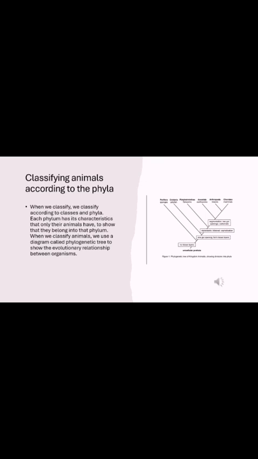When we classify animals, we use a diagram called a phylogenetic tree to show the evolutionary relationship between organisms. As you can see in the picture shown on the screen, which is the diagram of a phylogenetic tree of kingdom Animalia, showing divisions into phyla. We have Porifera, Cnidaria, Platyhelminthes, Annelida, Arthropoda, and Chordata. Those are the phyla that we have according to kingdom Animalia.